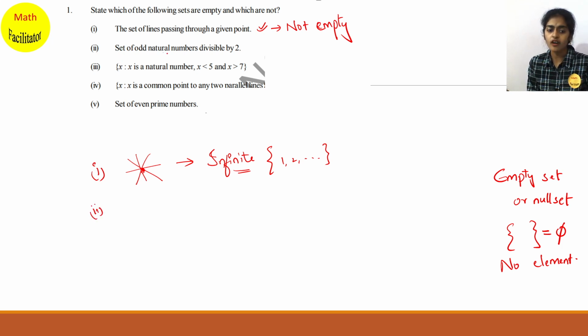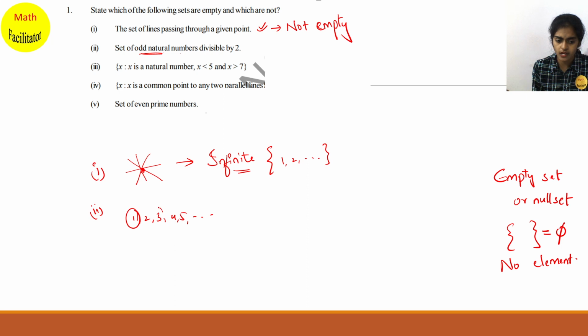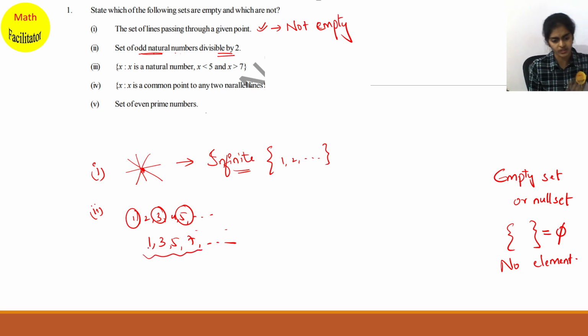The set of odd natural numbers divisible by 2. Now here you need to understand, you need a set of odd natural numbers. Natural numbers start from 1, 2, 3, 4, 5 and so on. You want only odd numbers. Odd numbers are 1, 3, 5, 7 and so on, right? I want odd natural numbers which are divisible by 2. That means these numbers, 1, 3, 5, 7, should be divisible by 2.